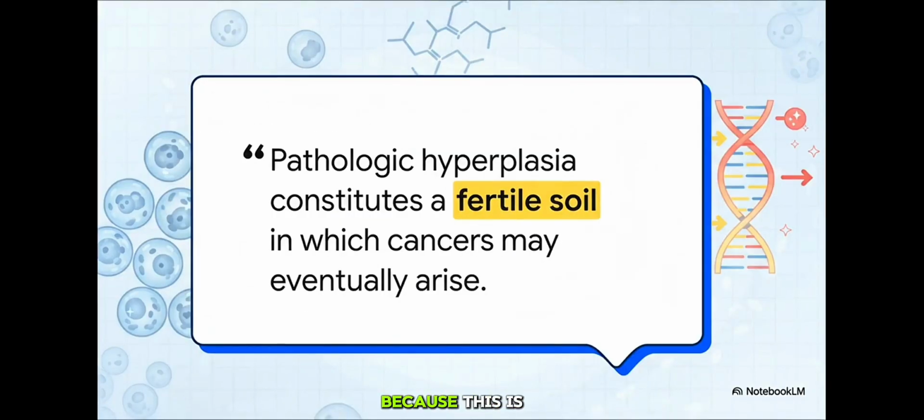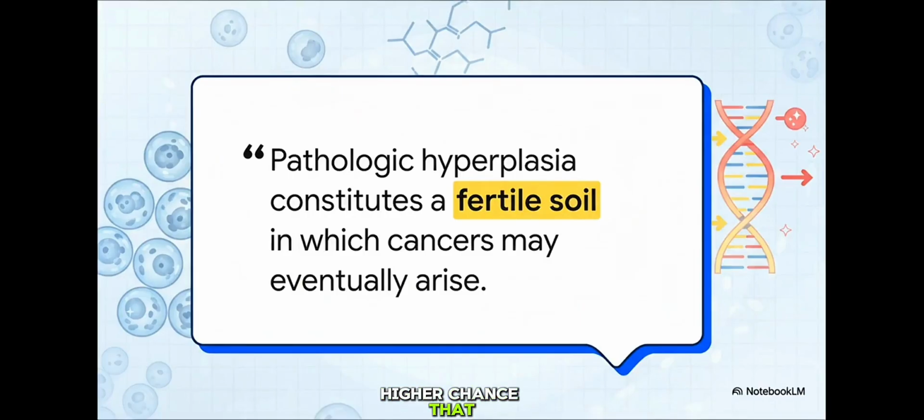Okay, now listen up, because this is probably the single most critical clinical point you need to know about hyperplasia. You've got to remember this line from Robbins. So, what does that actually mean? Why is it a fertile soil? It's because all that stimulation that's driving the overgrowth, it's also cranking up cell division. And when you have more cells dividing more often, what happens? Well, it's just a numbers game, really.